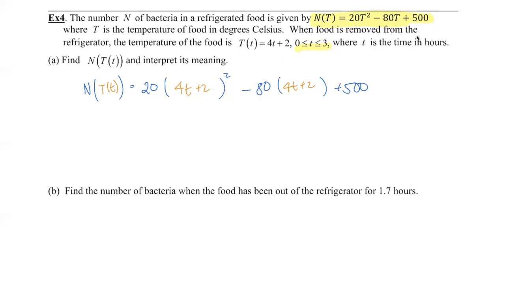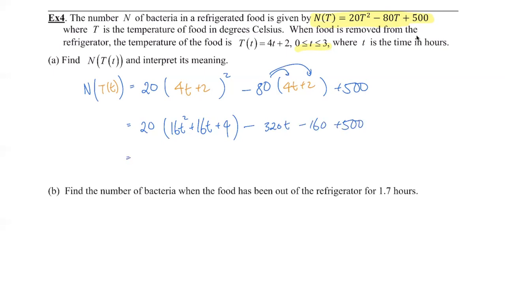We say, oh yeah, let's go ahead and think about the foiling. So that's equal to 16t squared plus 16t, 16t plus 4. Okay. Minus, you can actually go ahead and distribute this just to save time: 320t minus 160 plus 500.